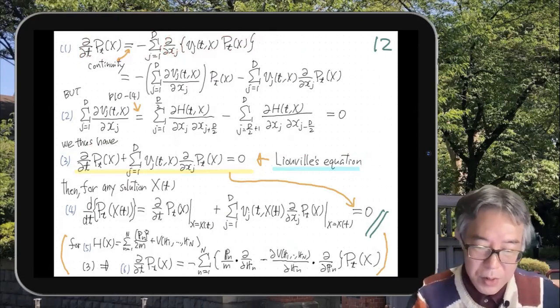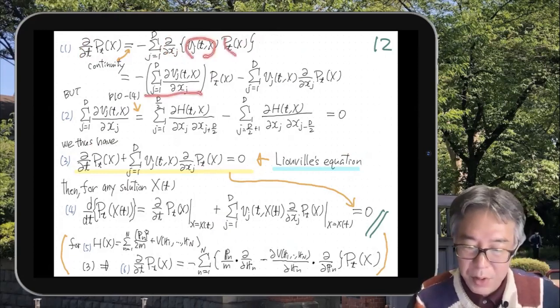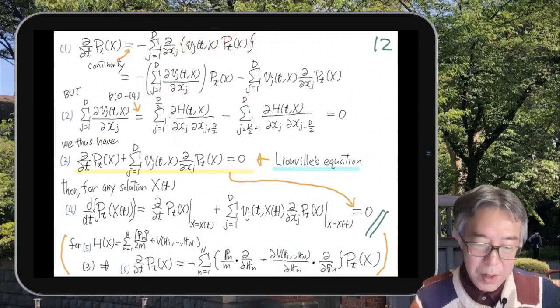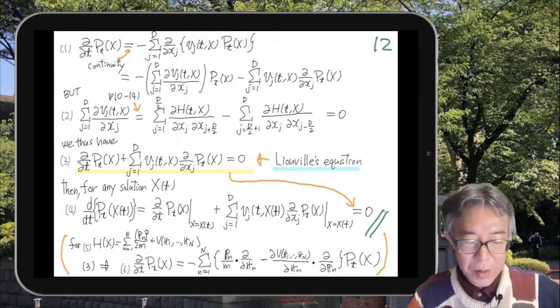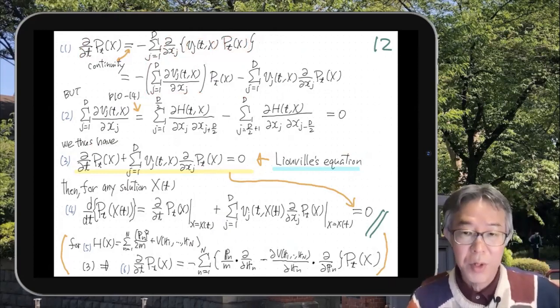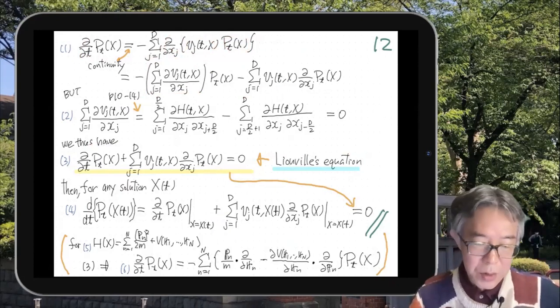So let's do this. So now this consists of two terms. If you differentiate this one, you get this. If you differentiate this one, you get this. Okay. Now I argue that this summation is vanishing. It's zero. Why? Well, here we use the fact that we are dealing with Hamilton mechanics.